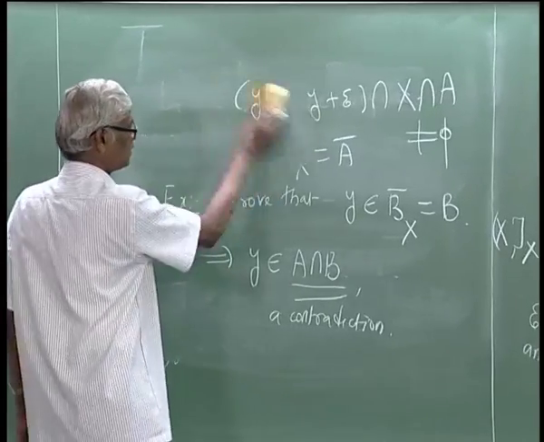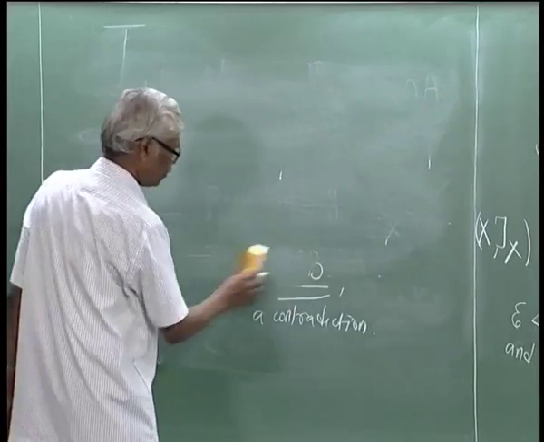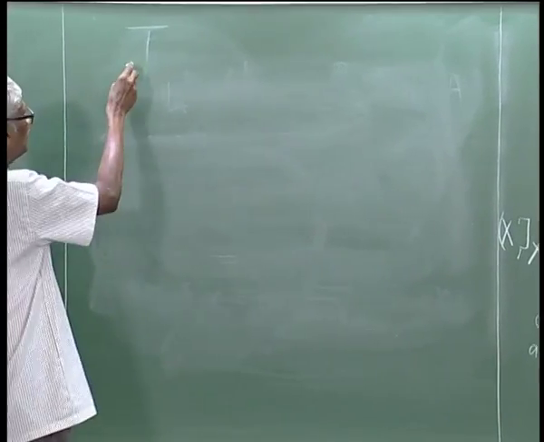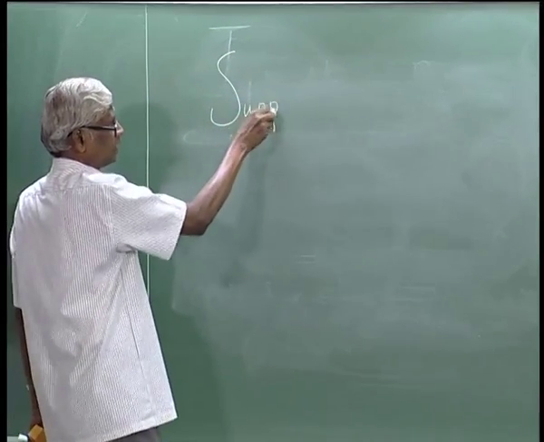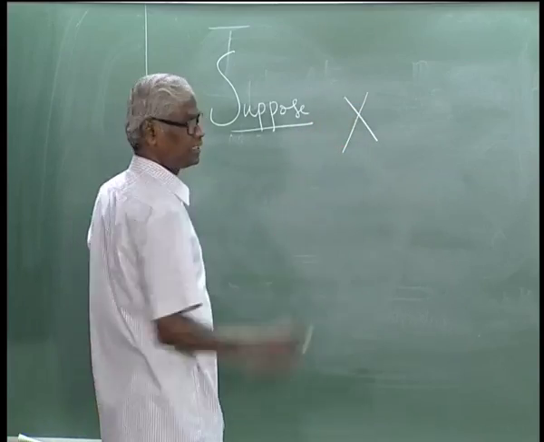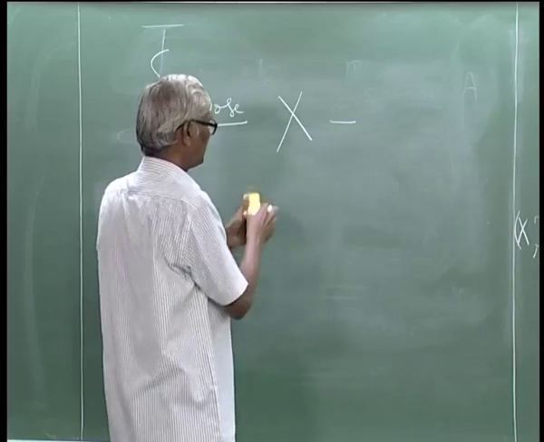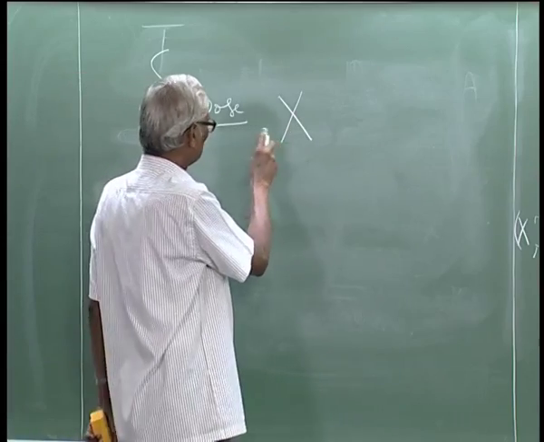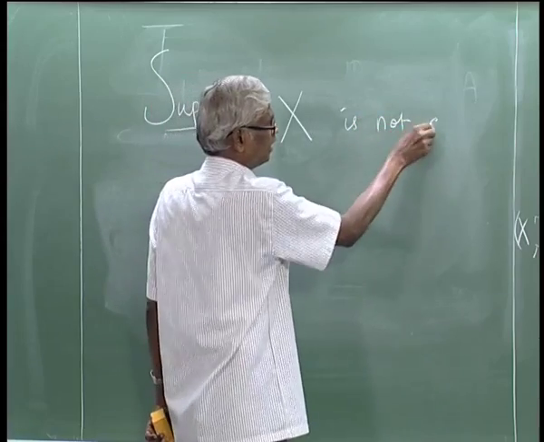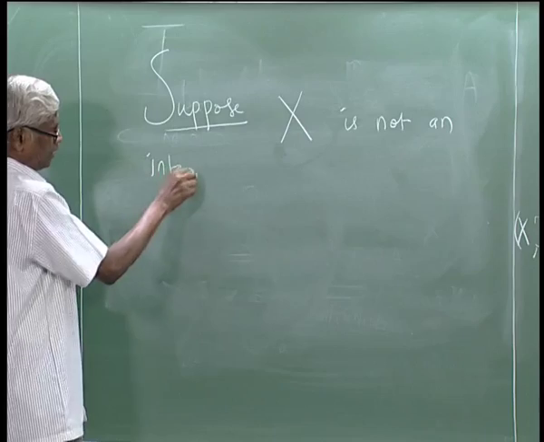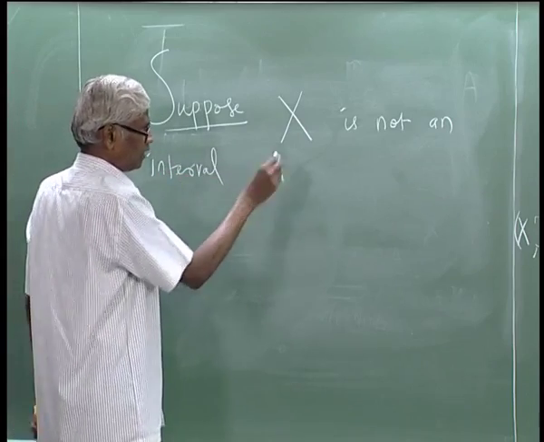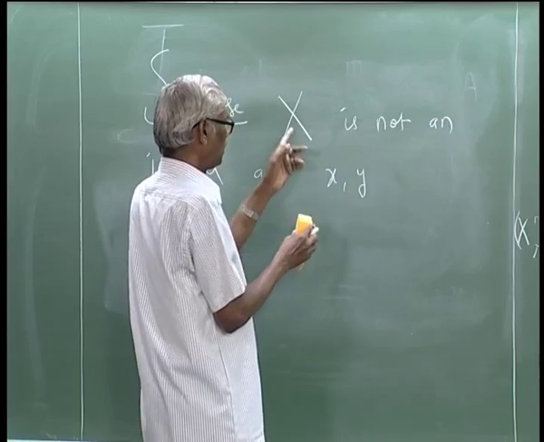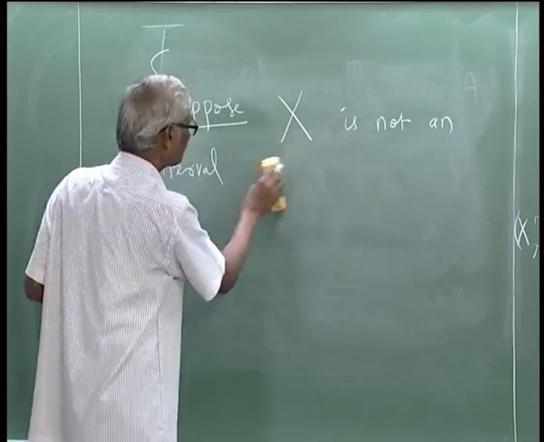Now, it is easy to see that in fact these are the only connected subsets of R. That is, suppose the given X is not an interval, that means it is non-empty, not a singleton, and not an interval. So, suppose X is not an interval and it contains at least two elements.